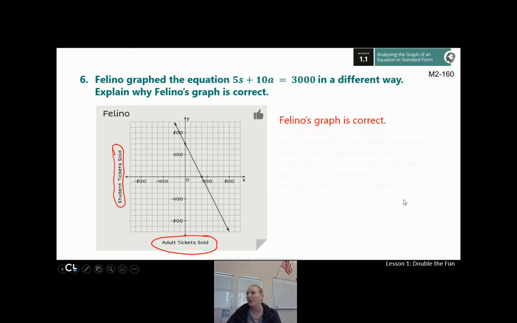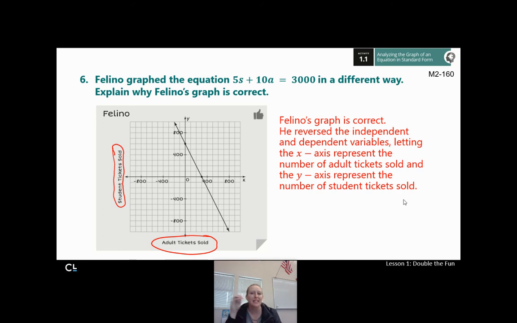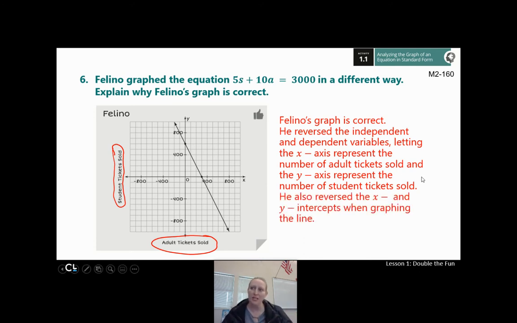So Felino's graph is still correct. He just reversed his independent and dependent variables. So he let the x-axis be adult tickets and the y-axis be the student tickets. So it's just reversed from what we did. That's all. But that means that it also reversed the x and y intercepts. So our x-intercept was 600 and our y-intercept was 300, but check out Felino's graph. His x-intercept is 300 and his y-intercept is 600. So he just flipped things, that's all. Because he switched his x and y, it means he also switched his x and y intercepts, and it still works, this is still accurate, but it definitely changed a few things.